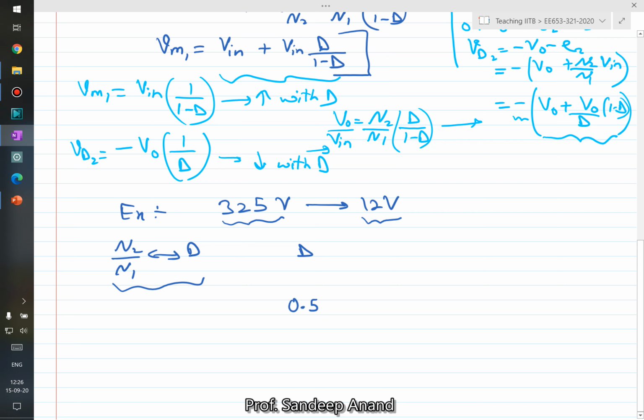then what will be my blocking voltage of the MOSFET? I'll just write the magnitude. And what would be the blocking voltage of diode D2? Just write the magnitude value. You can use the above formulas, substitute, do a quick calculation, and see if it comes out to be the same as I have got. You get 650 volt here and 24 volt here.